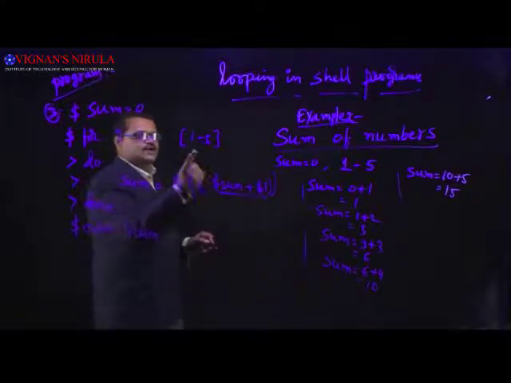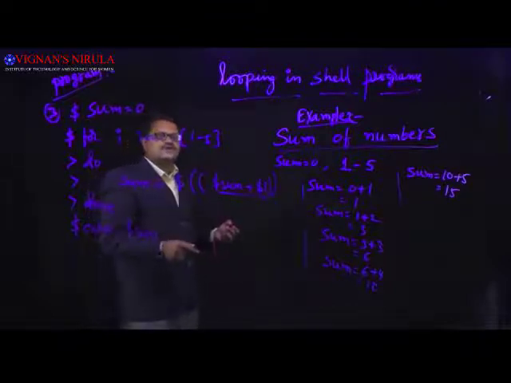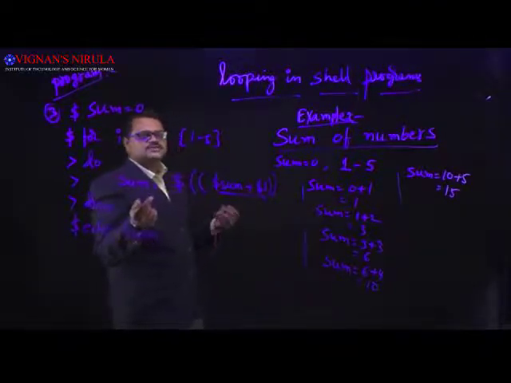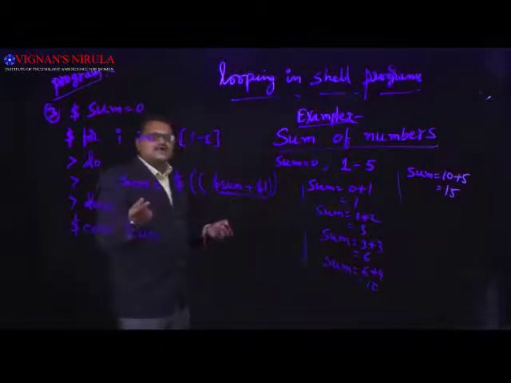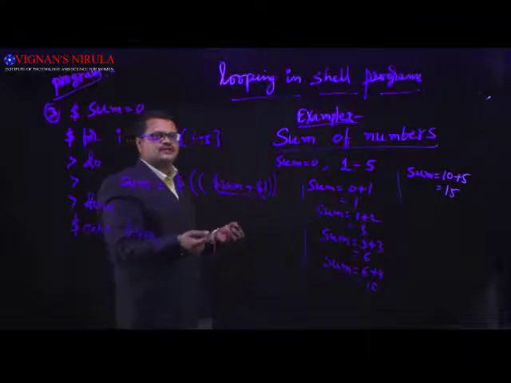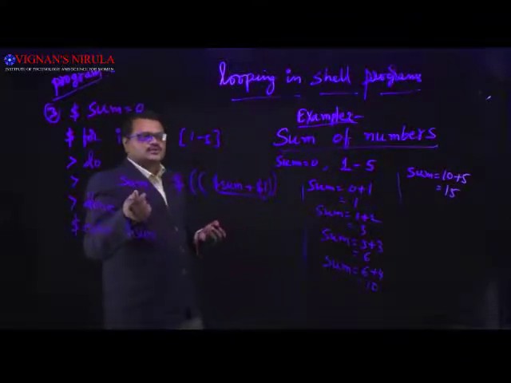Again 1 plus 2. In the next iteration the value of I is 2. So 1 plus 2 is 3, so the partial sum now is 3. Again 3 plus 3, that means the partial sum is 3 and the I value is 3. So 3 plus 3 is 6, and 6 is stored in the sum variable.